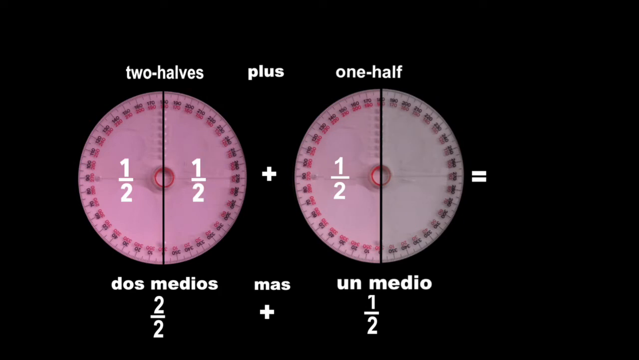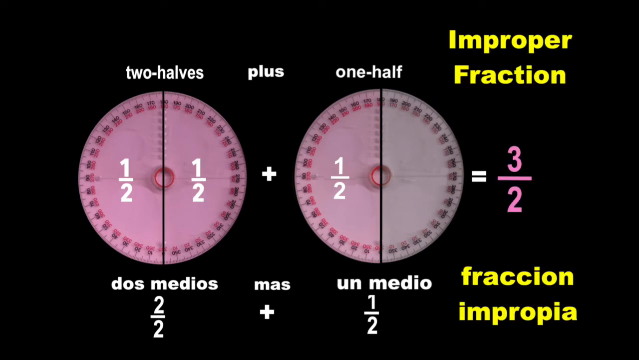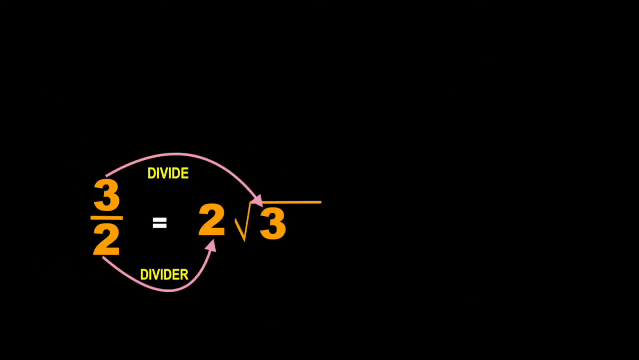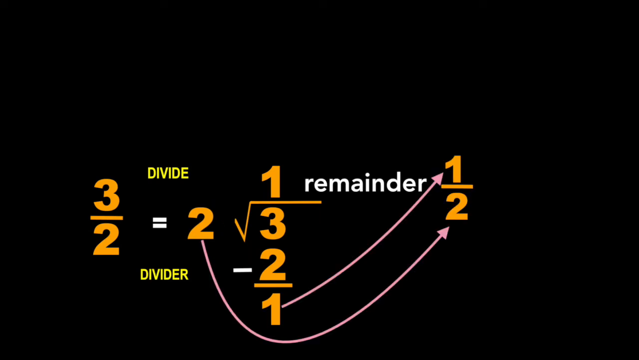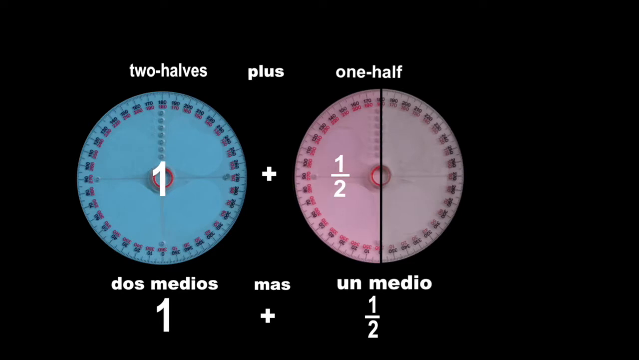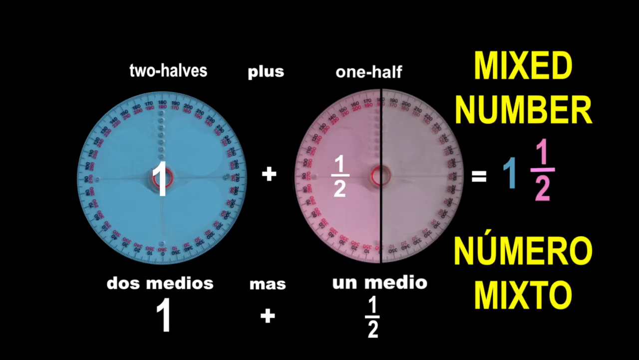2/2 plus 1/2 is equal to 3/2, an improper fraction. Divide 3/2. 3/2 is equivalent to 1.5.